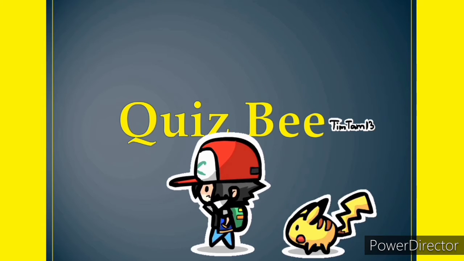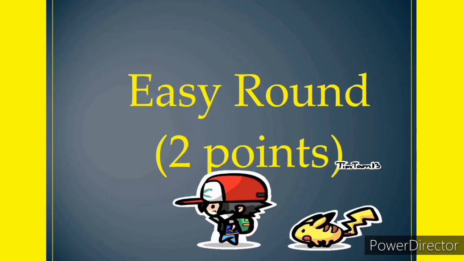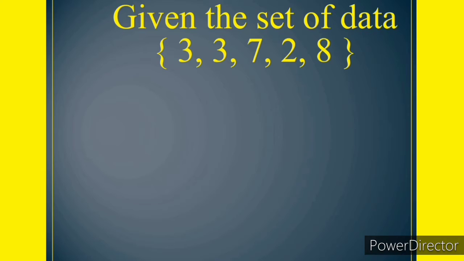After answering all of the questions, let's have our quiz now. For the individual and easy round, we have 2 points each for every question. Given a set of data, 3, 3, 7, 2, and 8. The first question is, what is the mean? You have 10 seconds to answer.